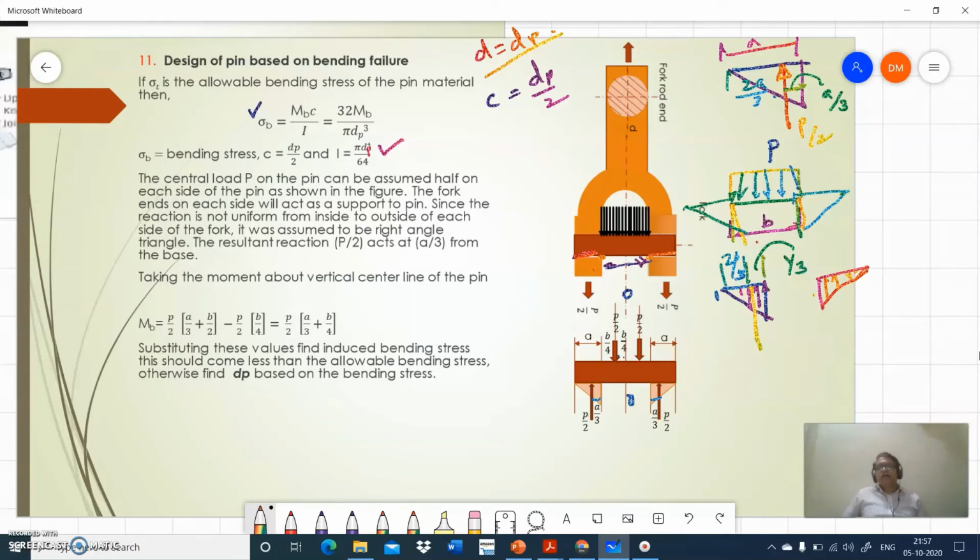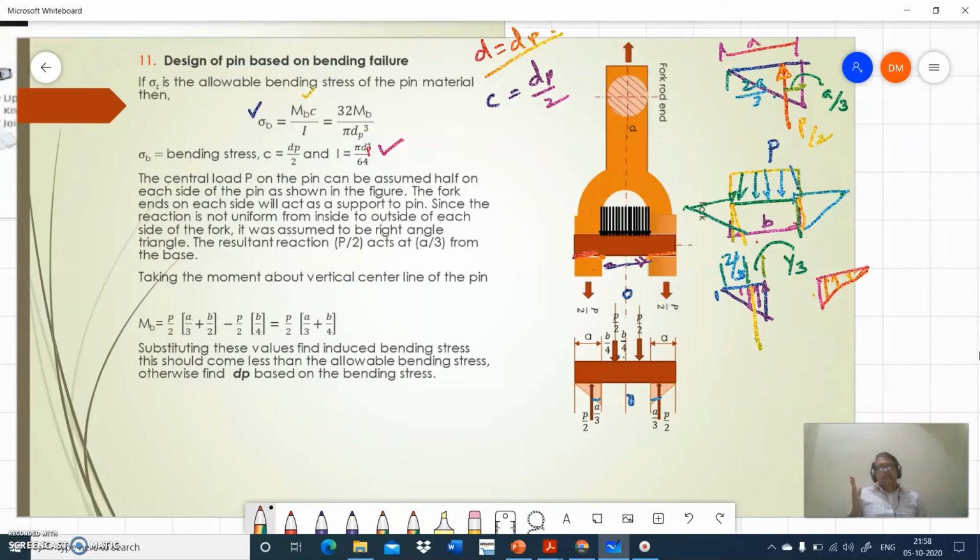So now we can put these values directly and get the bending stress. For that I should know the bending moment. So to calculate the bending moment, this is necessary. We know the distribution of the load on the left as well as the right side. You take either the left or the right side. So now I will take the left side.